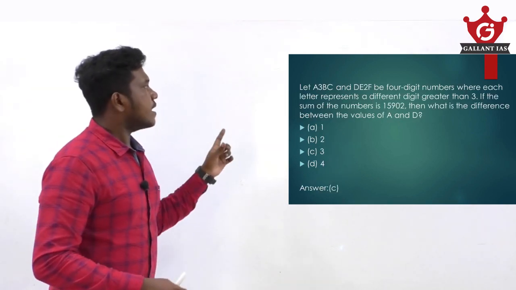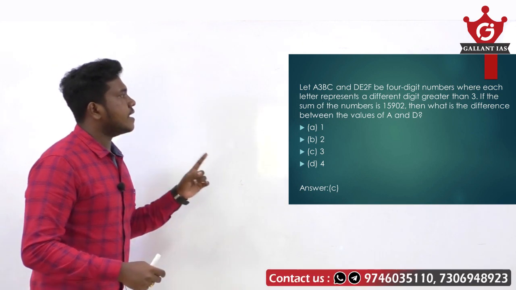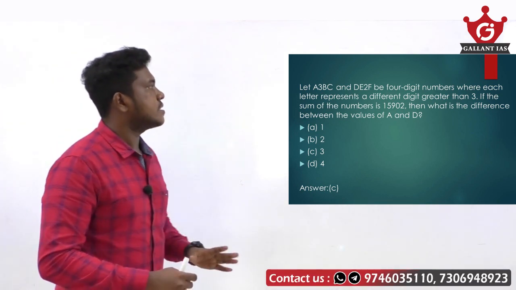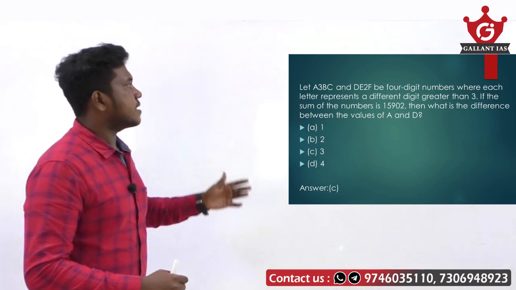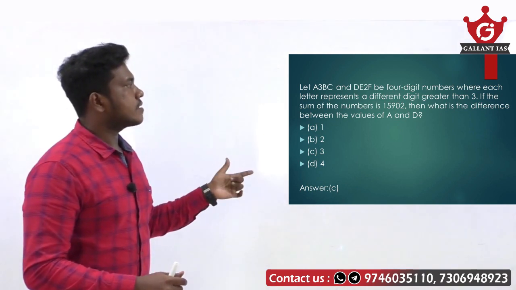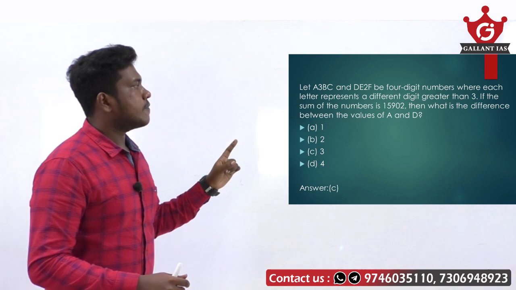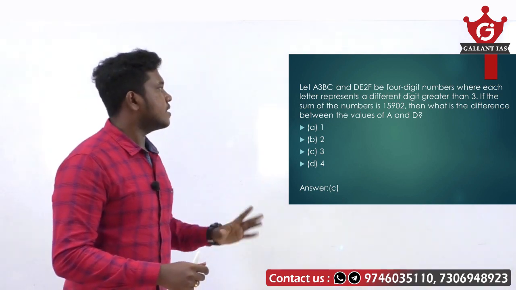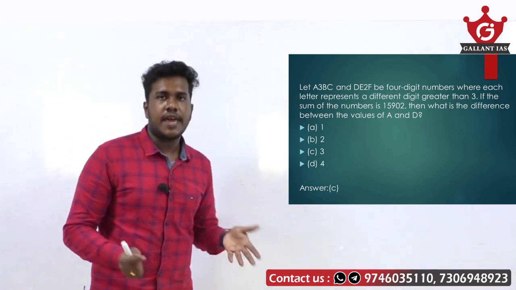Let A3BC and DE2F be 4-digit numbers where each letter represents a different digit greater than 3. If the sum of the numbers is 15,902, then what is the difference between the values of A and D?